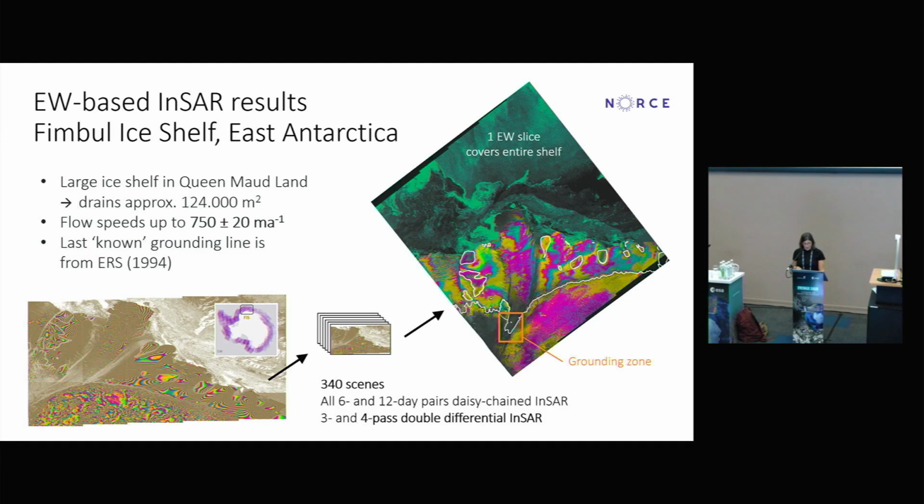That is where there is the fast-flowing part. It's a grounding zone with the fast-flowing part of Finbull. And in this area, it was more or less impossible to get good results with IW mode, as it is only a 12-day repeat pass. So it's too fast, it decorrelates too much.